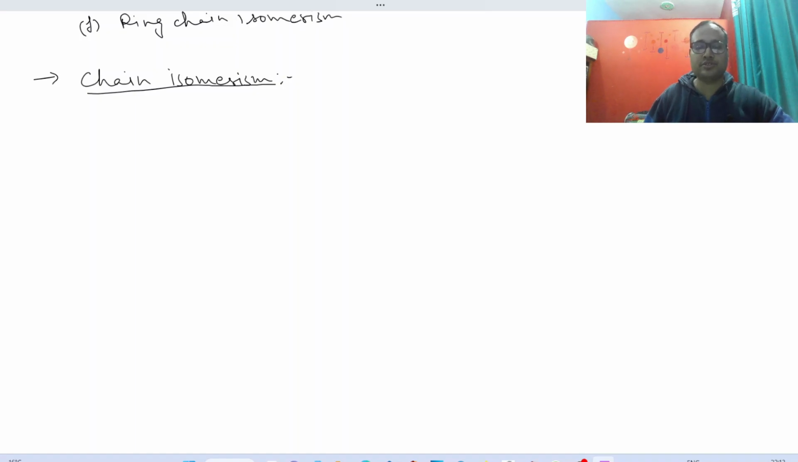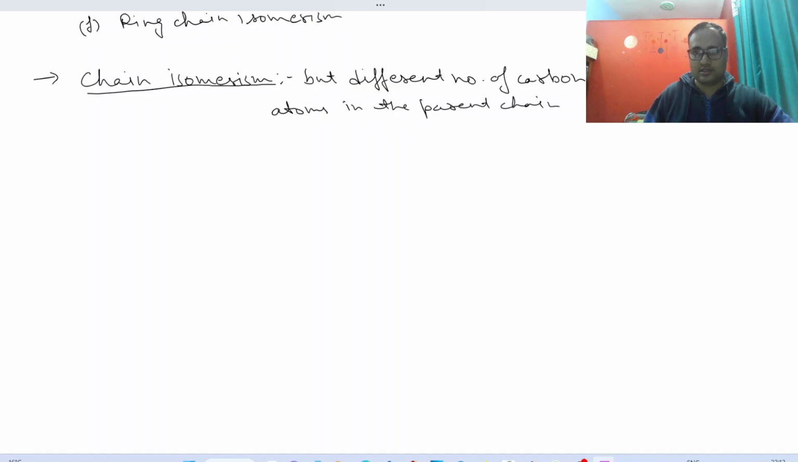So those compounds which have the same molecular formula but different number of carbon atoms in the parent chain are said to be structural isomers, or you can say chain isomers. Let me make it more clear by taking an example.